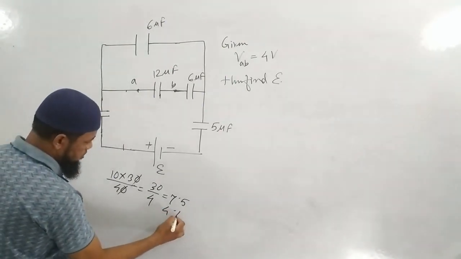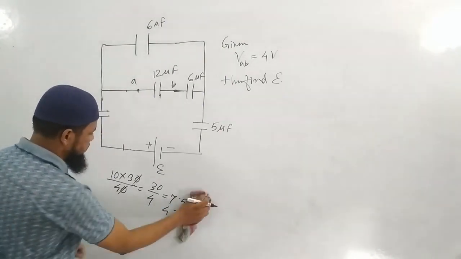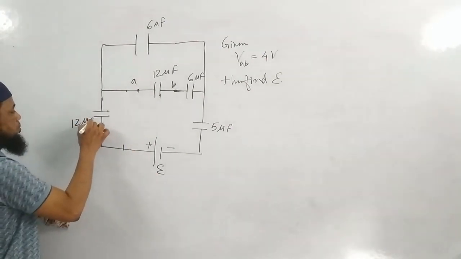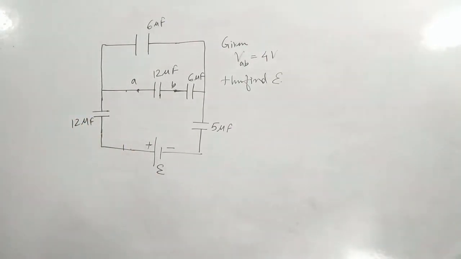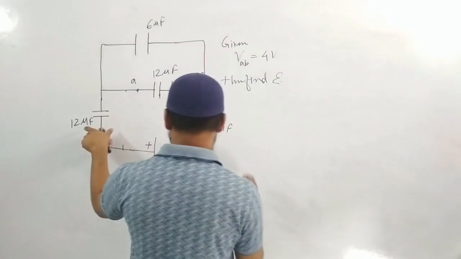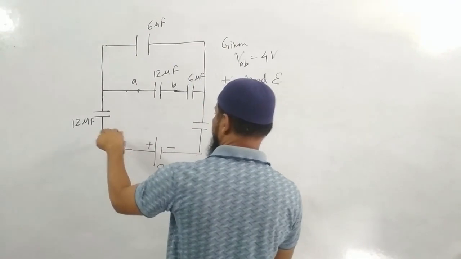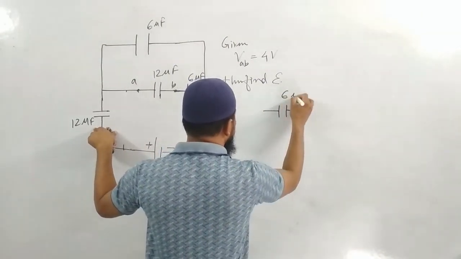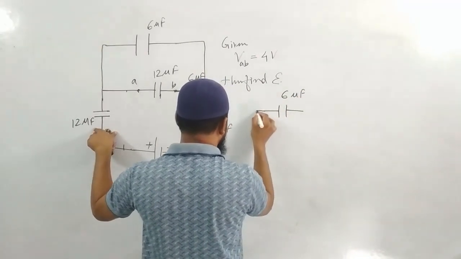7.5 plus 4.5 is 12 microfarad. Now see how the trick will work. We'll use the trick. So this particular circuit I'll modify a little bit. 6 microfarad.